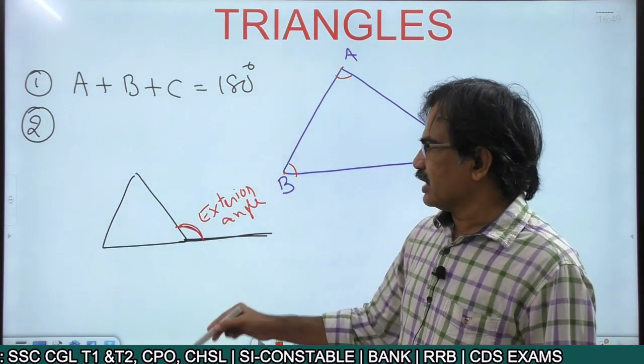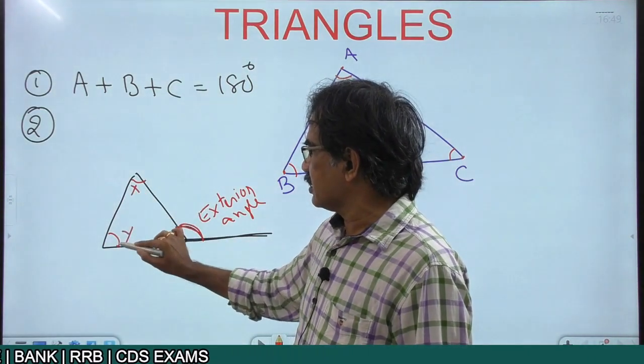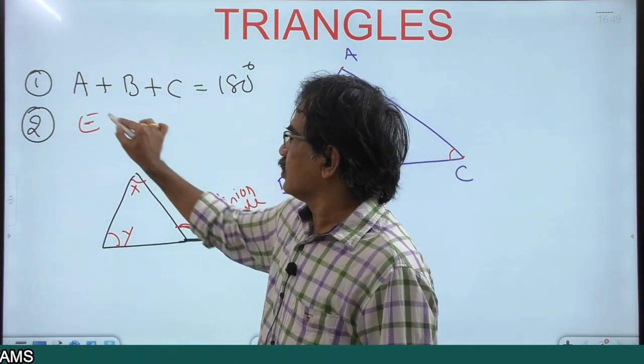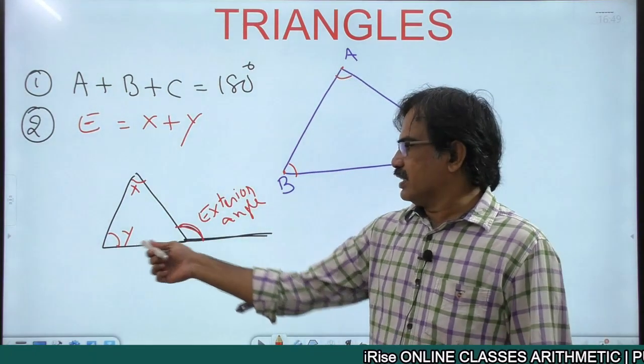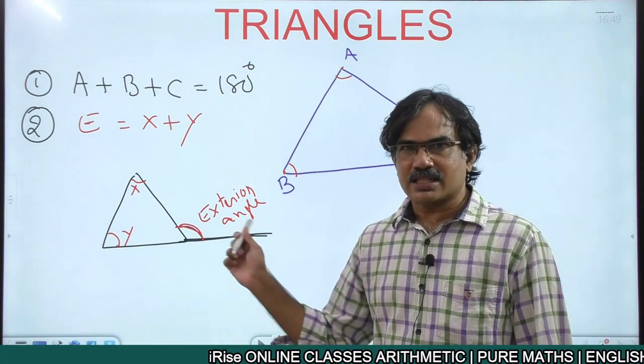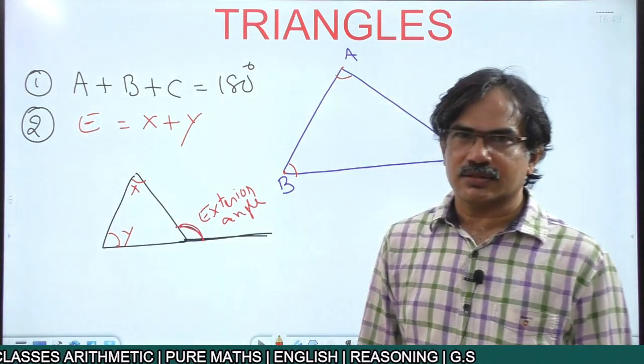And this exterior angle is equal to the sum of opposite interior angles. If this is x, this is y, then E is equal to x plus y. If any side of a triangle is extended, then the exterior angle is equal to the sum of opposite interior angles.